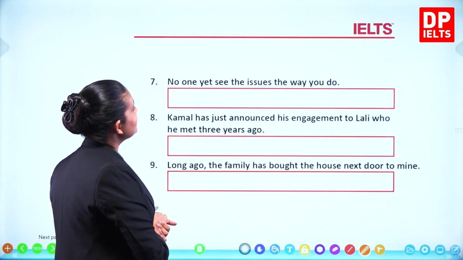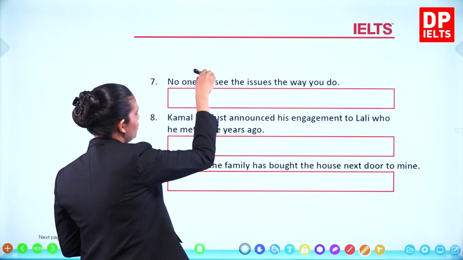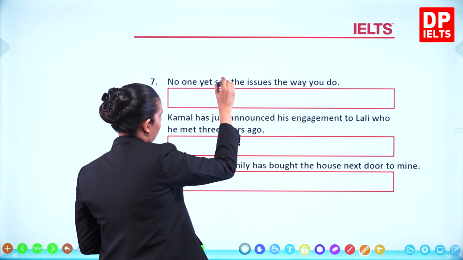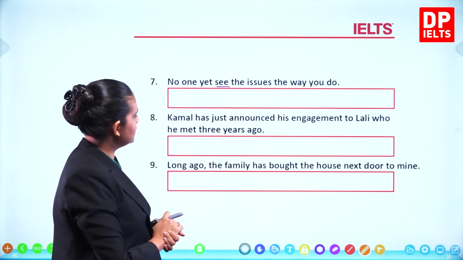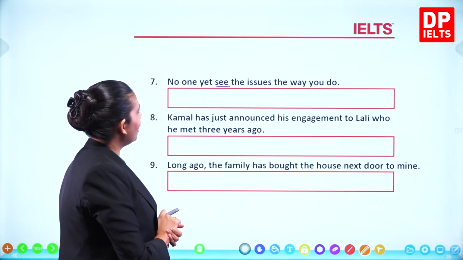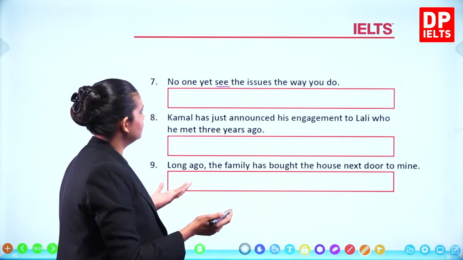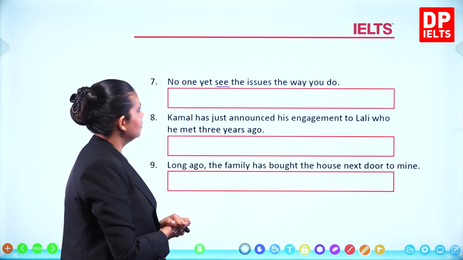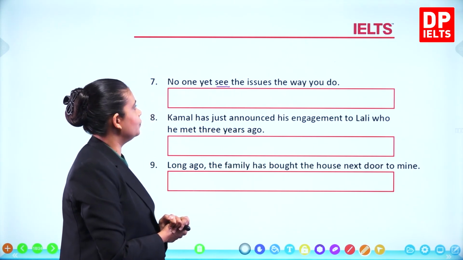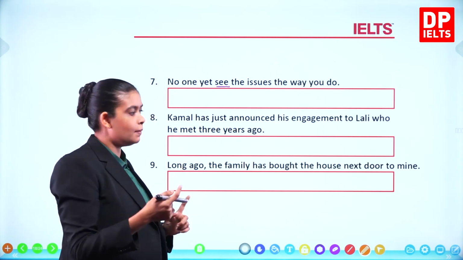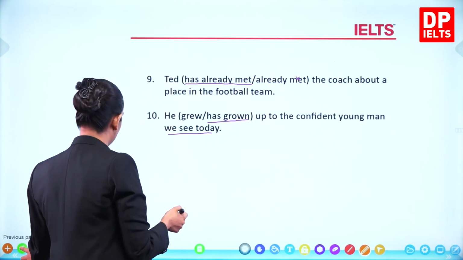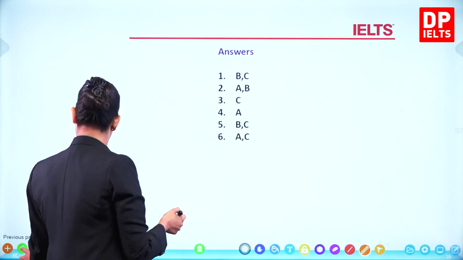No one yet see. So when you say no one, it should be sees. Okay. No one yet sees the issue the way you do. Now, how does this work? Is it right? Or no one has yet seen the issues the way you do. Okay. So remember, yet, I want to bring out that rule before we go ahead.